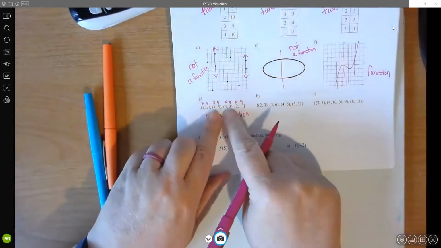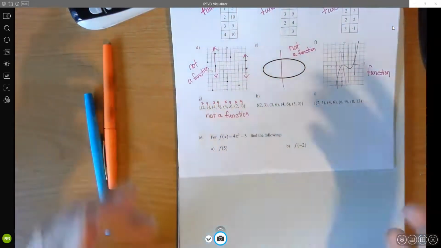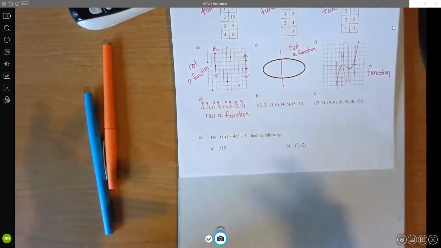The 4 goes with the 5, and the 4 goes with the 3. The 2 goes with the 3, and the 2 goes with the 1. So it's not functioning. If I ask you what goes with 2, you can give me 2 options, and that makes it not functioning. It's not a function.